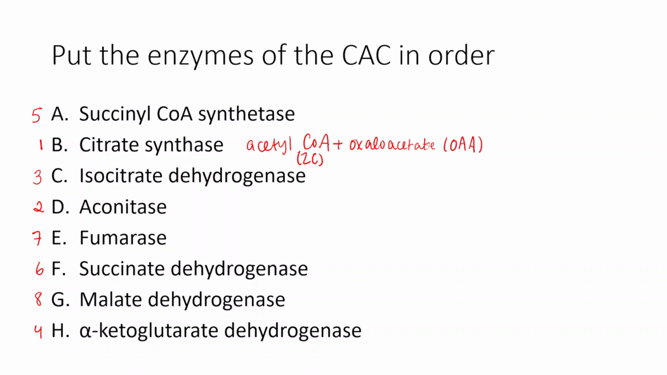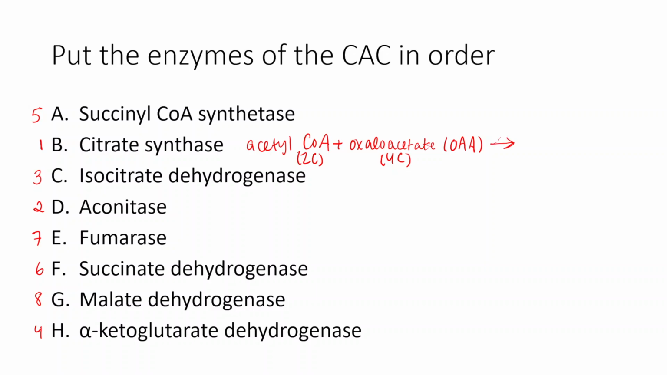Or OAA. Oxaloacetate has how many carbons? 4 carbons. And keep in mind oxaloacetate, this is a cycle, right? So we start with oxaloacetate. Spoiler alert, we're going to finish with oxaloacetate. So that's something that can help you remember, maybe. So those are the 2 big things that are going in.